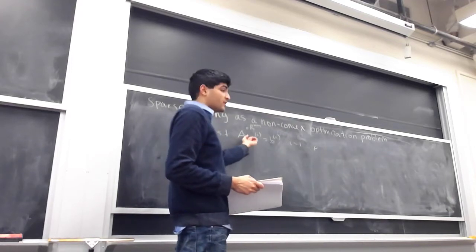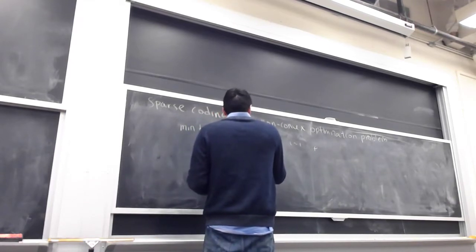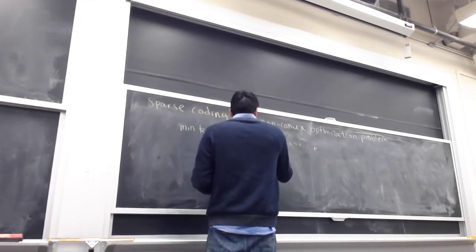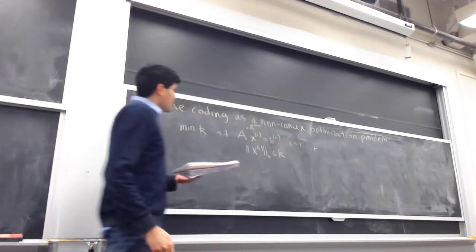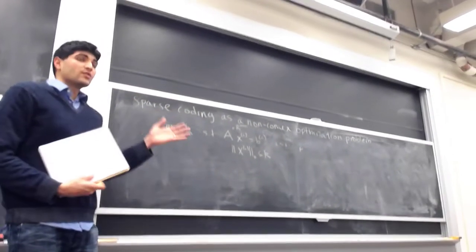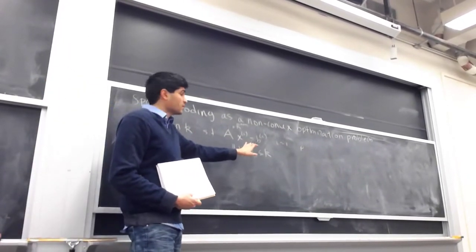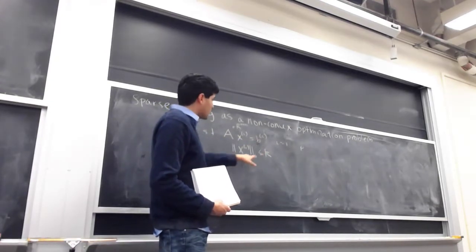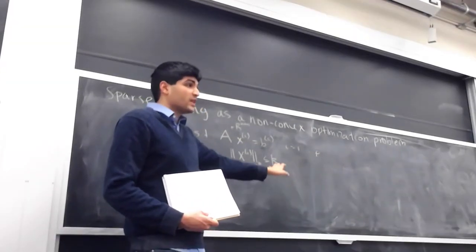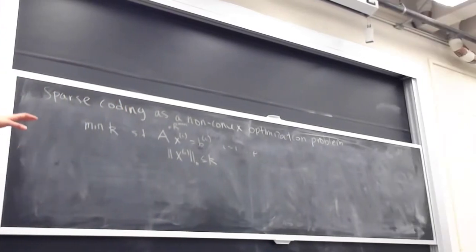So this is my basis, this is my representation. And I want the property that for all of these x_i's, each one of them is k-sparse. So this just asks the question: is there a set of n columns, and a set of representations, so that every example I'm given has a k-sparse representation? That's what this problem asks. So very simple. Does this version of the problem make sense?